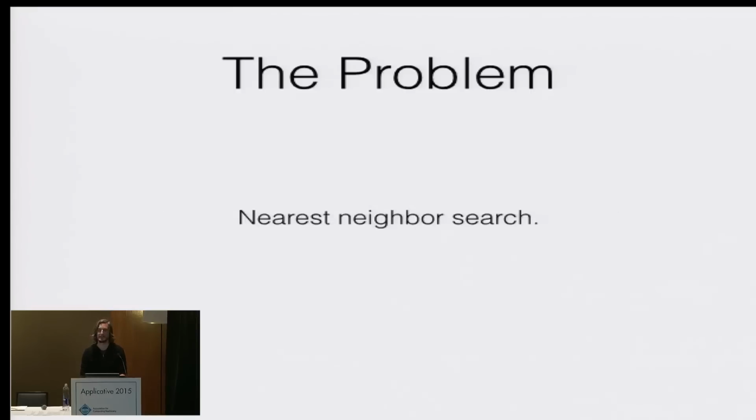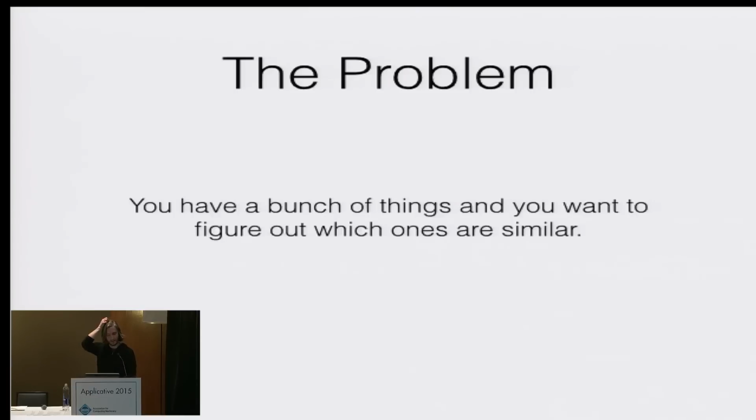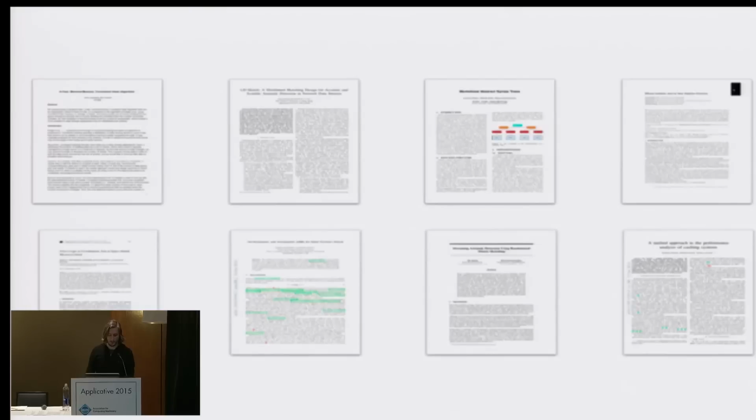And this is basically just the nearest neighbor search, which everybody probably knows, which you can define as finding the n closest points in a d-dimensional space. Or informally, you have a bunch of things, and you want to figure out which ones are similar. That's about it. So let's say that what we're working with in this case are documents.